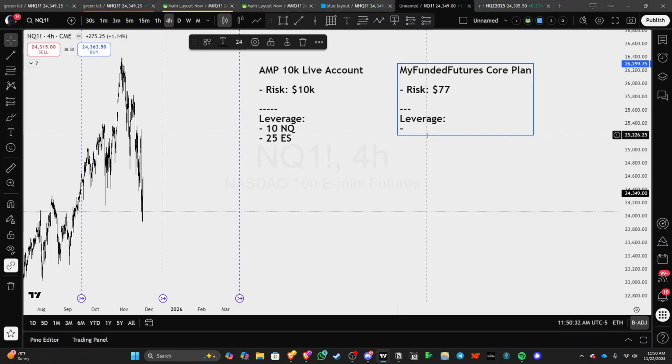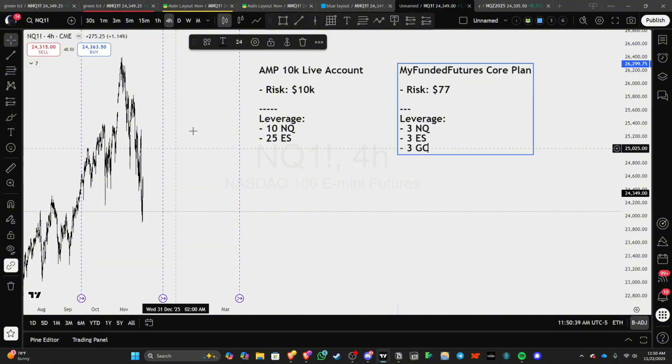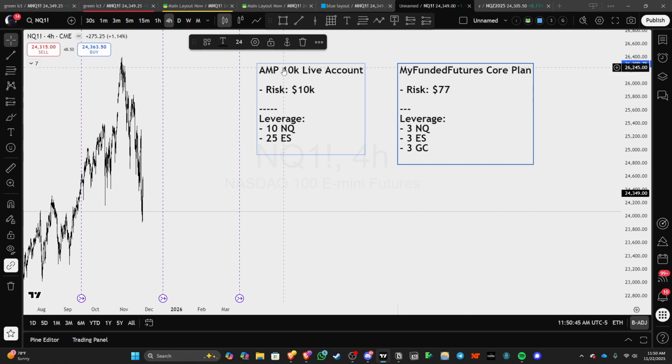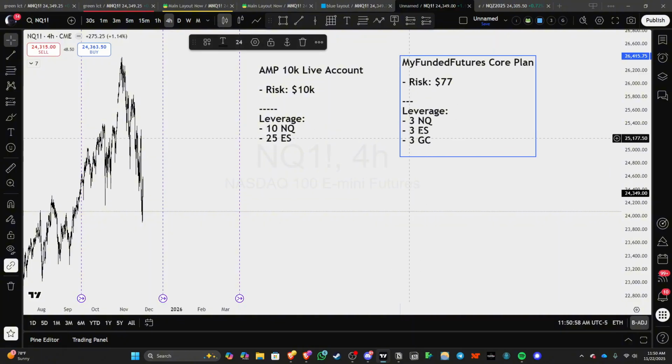So you can trade 3 NQ, 3 ES, 3 GC. You can trade whatever, 3 contracts in general. And the same applies to AMP. You have to calculate your margin requirement. So you have to do 10k divided by the margin requirement, and then you'll get how many contracts you can trade. So with this, you're risking $77 to trade 3 NQ.